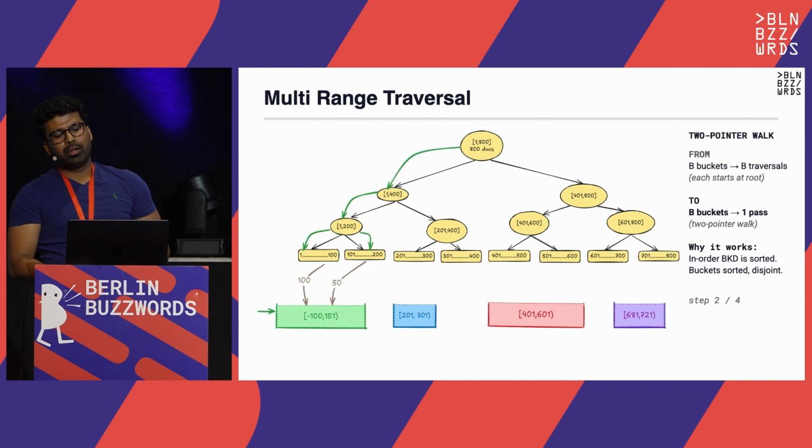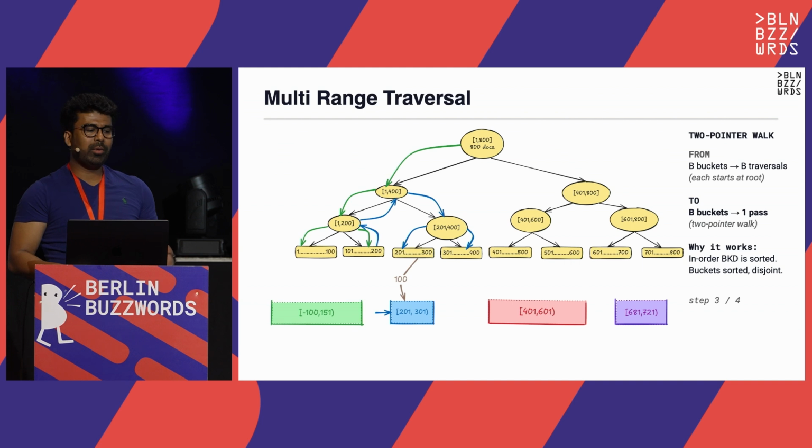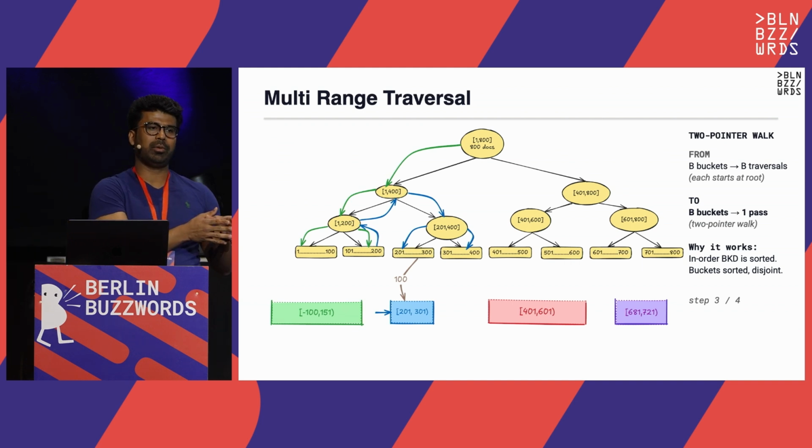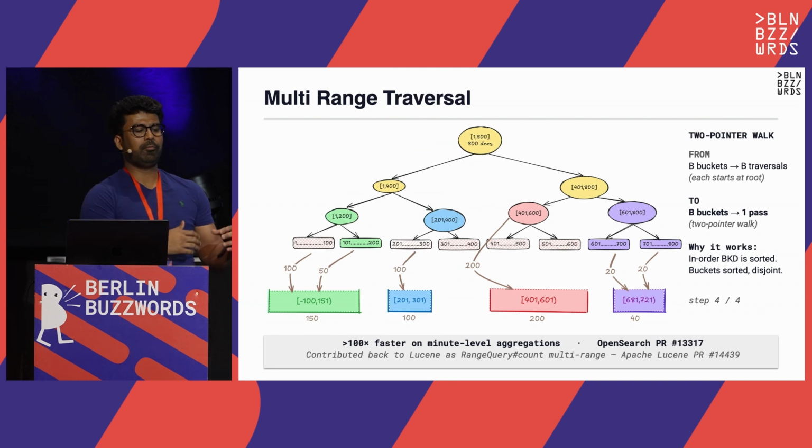So what you can do is start from the top for the first bucket and keep counting the documents until you are done with the first bucket. The moment you encounter a value which is larger than the max of the first bucket, you know the collection for that bucket is done. In-order traversal of BKD is always in sorted order. So at that point, you can skip over to the next bucket. If you keep doing that, the result looks something like this. It's a very simple 2-pointer approach, right?